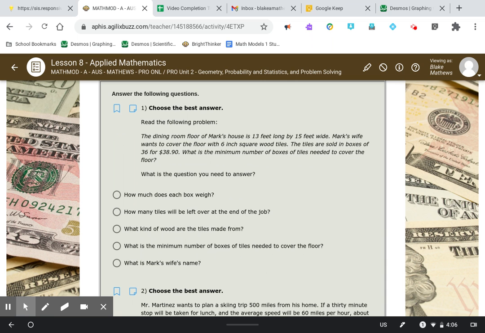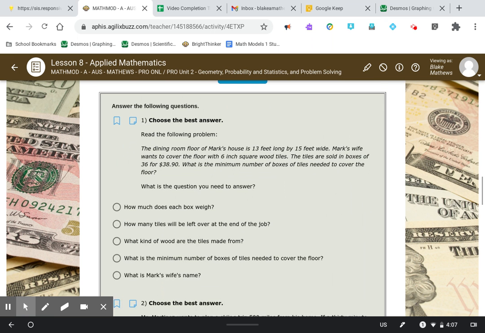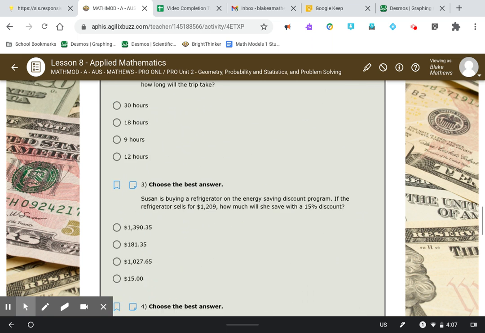It says the dining room floor of Mark's house is 13 feet long by 15 feet wide. Mark's wife wants to cover the floor with 6-inch square wood tiles. The tiles are sold in boxes of 36 for $38.90. What is the minimum number of boxes of tiles needed to cover the floor? In this one, they're not even having us solve anything. They just want us to identify the question that we need to answer. That's common sense. What is the question? So that one's pretty straightforward.